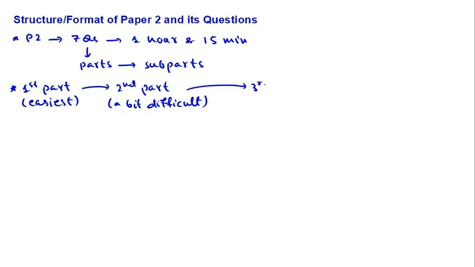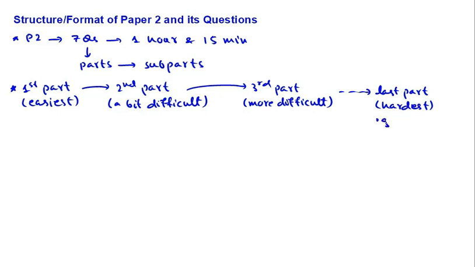The next part is even more difficult. So students, see, as we proceed within the same question in paper 2, the difficulty level keeps increasing, which means that the last part of almost all 7 questions of paper 2 is the hardest part. Students, in this part, we are usually asked to sketch a graph or to state and explain change in something or to comment on something or to suggest something, etc. Almost all students find the last parts of paper 2 questions relatively difficult.